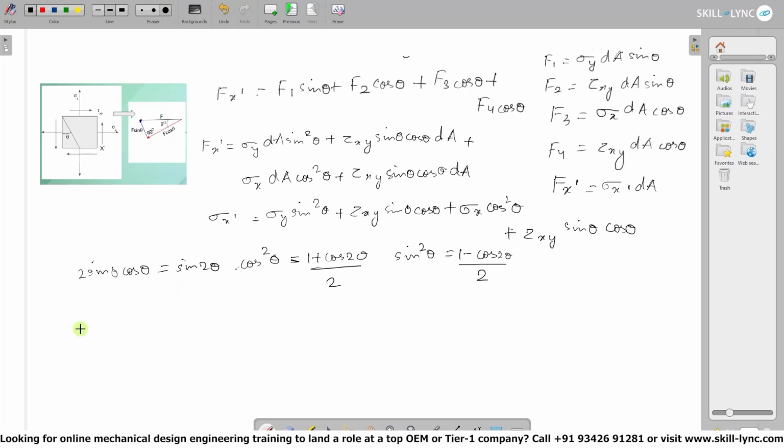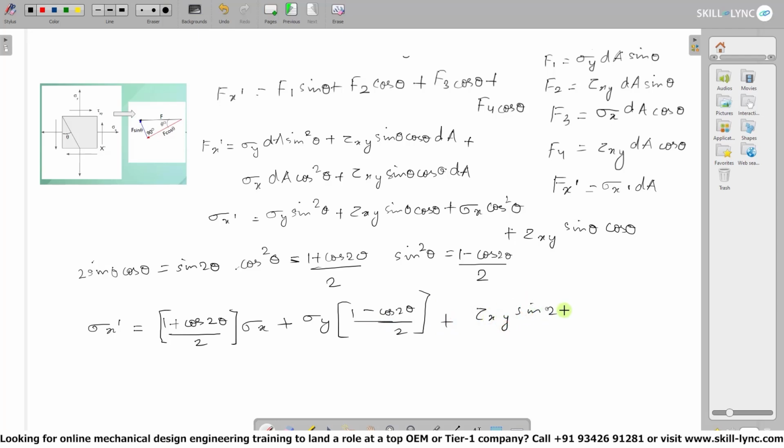Now substituting all these equations in the above formula, sigma x dash will be equal to 1 plus cos 2 theta by 2 into sigma x plus sigma y into 1 minus cos 2 theta by 2 plus tau xy sine 2 theta. We can further simplify this equation to sigma x dash equals sigma x plus sigma y by 2 plus sigma x minus sigma y by 2 into cos 2 theta plus tau xy sine 2 theta.